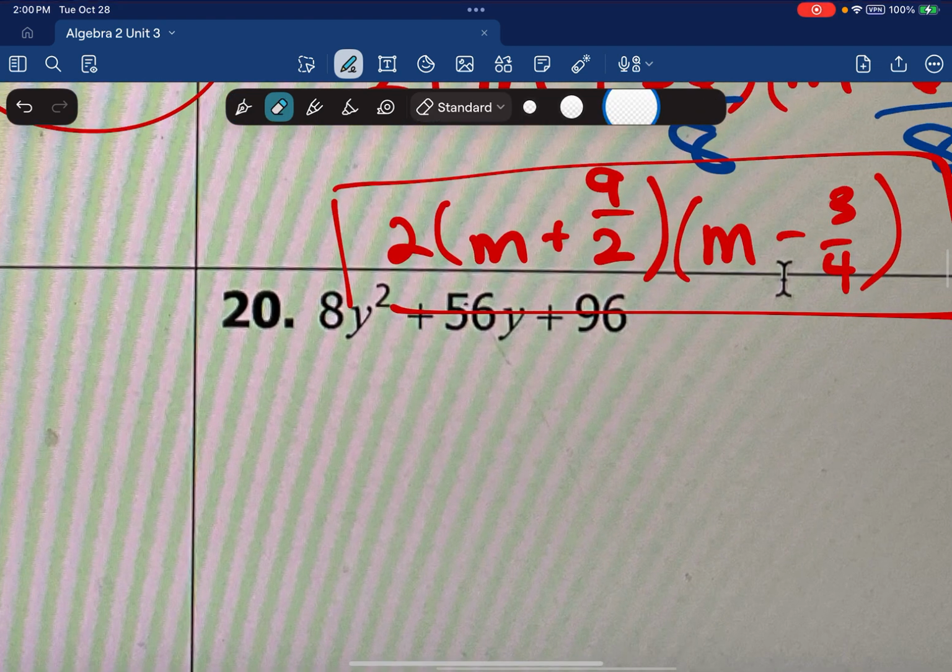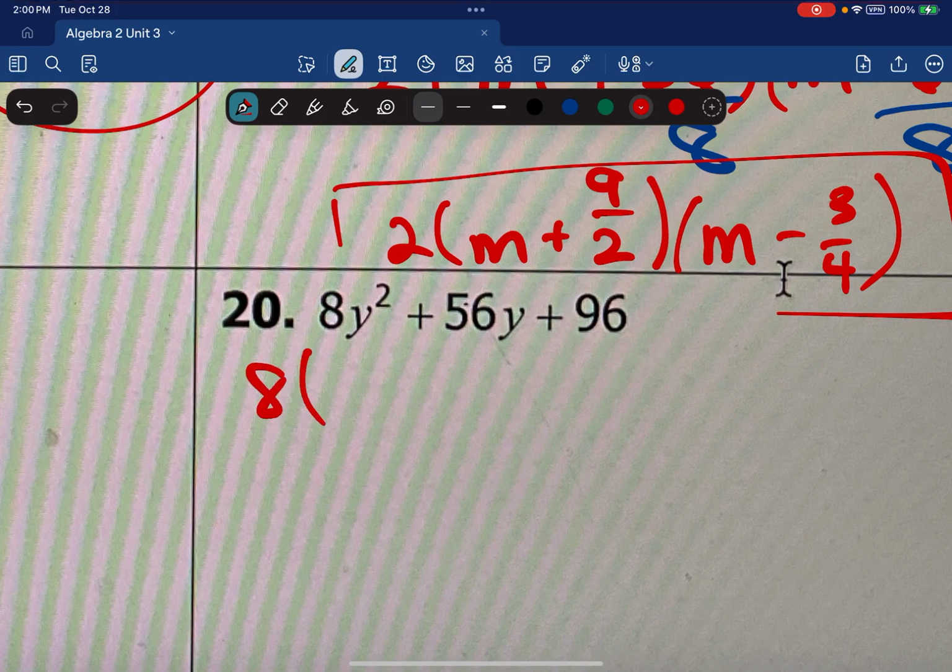All right, our last one on this page or in this section, 8, 56, and 96. First, do they have a common factor? 56 is divisible by 8. Is 96 divisible by 8? Yes, so 8 can come out of all of them. 56 divided by 8 is 7. 96 divided by 8 is 12.